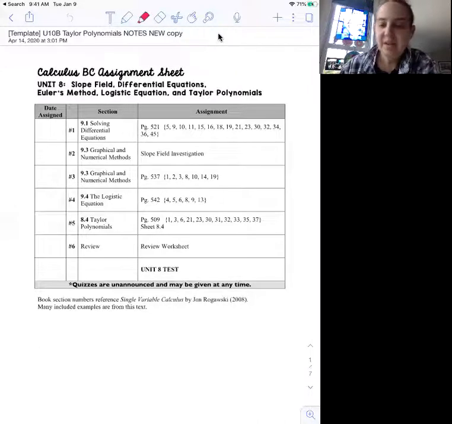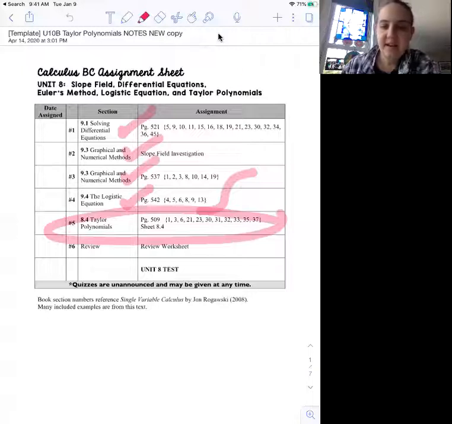We've actually already discussed differential equations. We've talked about slope fields, Euler's method, and the logistic equation, that's the exponential growth that goes up and levels off. Today we are looking at Taylor polynomials. At the end of this lesson, after the notes, I'll ask you to do page 509. Tomorrow I'll have you do worksheet 8.4, and that's also uploaded as a PDF that you can work on another piece of paper or mark up the PDF.